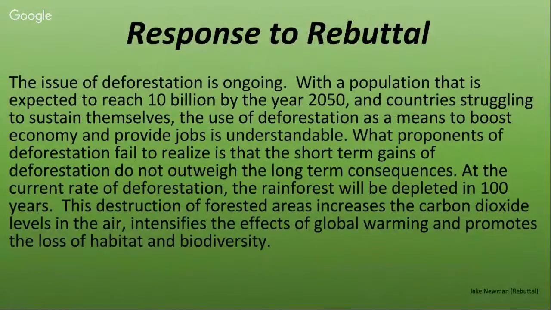In response to the rebuttal, the issue of deforestation is ongoing, with a population that is expected to reach 10 billion by the year 2050, and countries struggling to sustain themselves. The use of deforestation as a means to boost the economy and provide jobs is understandable. However, the short-term gains do not outweigh the long-term consequences, which we're seeing with the carbon dioxide levels in the air and the increase and intensification of climate change around the world.